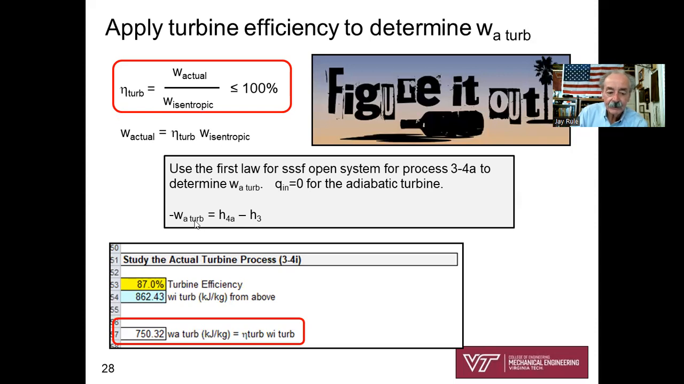Once we get that, we can solve for H4 actual, but we don't really need it, do we? So the turbine efficiency is 87%. W isentropic of the turbine, we just found, is 862.43. And so the actual work of the turbine is 750.32 kilojoules per kilogram. Okay. And it looks like this little text box here is interesting, but we don't really need to use it.